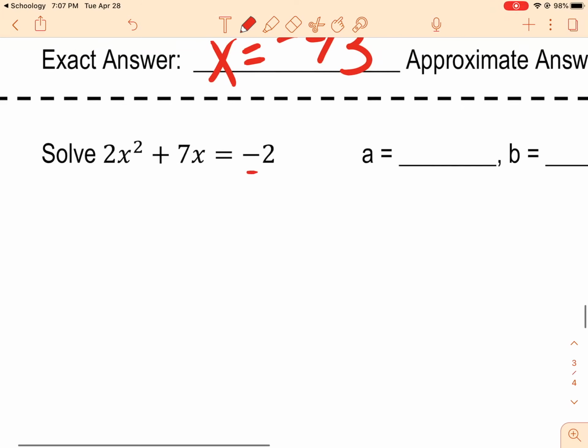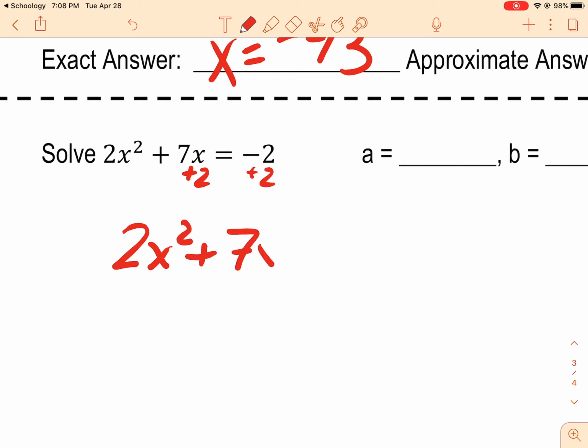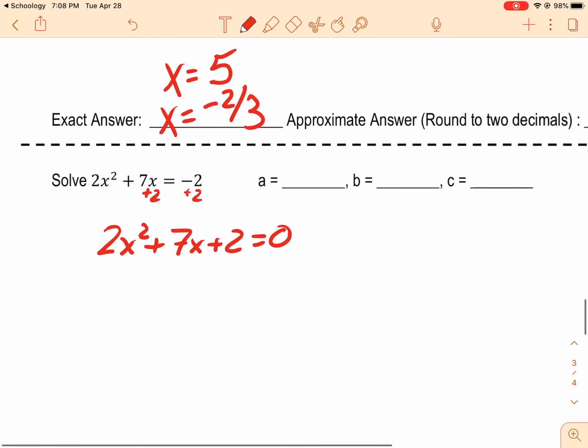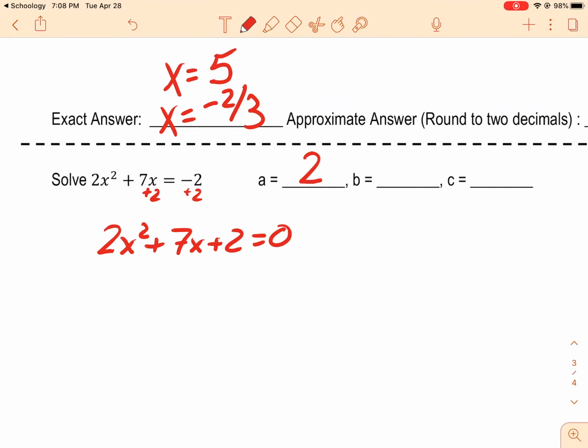With the last one, I'm going to let you do it. Remember to add this 2 over first. So you're getting 2x squared plus 7x plus 2 equals 0. So your A is 2, B is 7, C is 2.